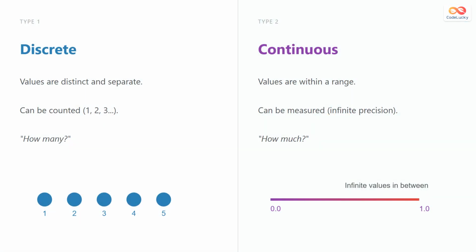Not all data is the same. Random variables generally fall into two main categories, discrete and continuous. The difference lies in how we count or measure the values. One answers the question, how many, and the other answers, how much.